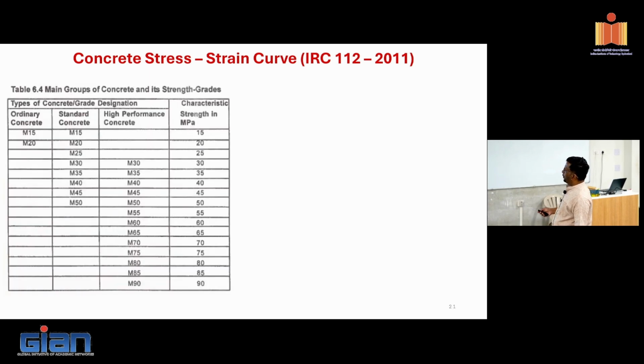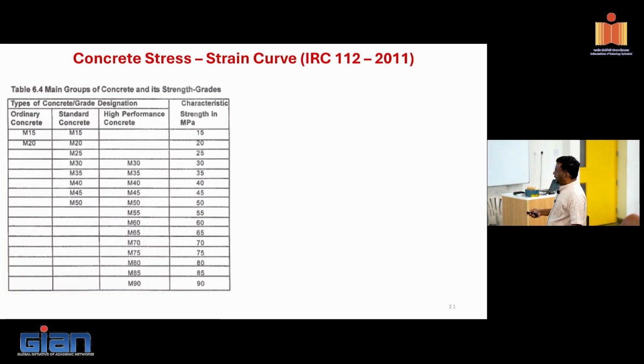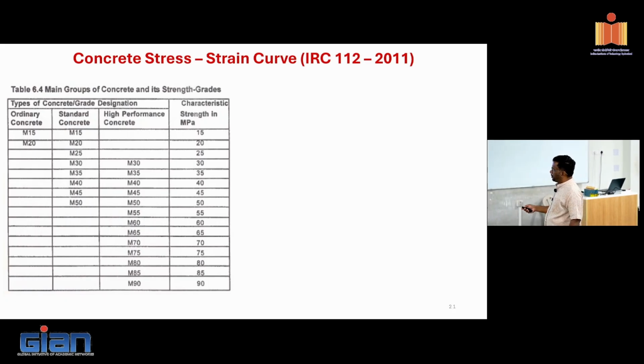Now IRC 112 also classifies it in 3 ways. This is the Indian Roads Congress bridge code, and they also classify the same thing: standard concrete up to M50 and high performance concrete. Again, I told you, for the same grade I can have standard concrete and high performance concrete. What could be the difference? The addition of fibers and water addition. Fibers are not there. In fact, the addition of supplementary cementitious materials gives more calcium silicate hydrate, so you get a dense microstructure, which will have better durability. So that's what it is, right?